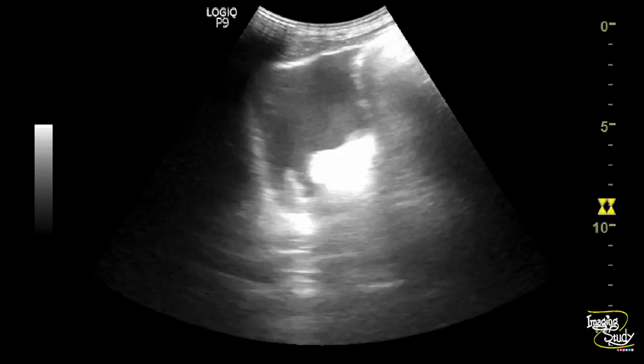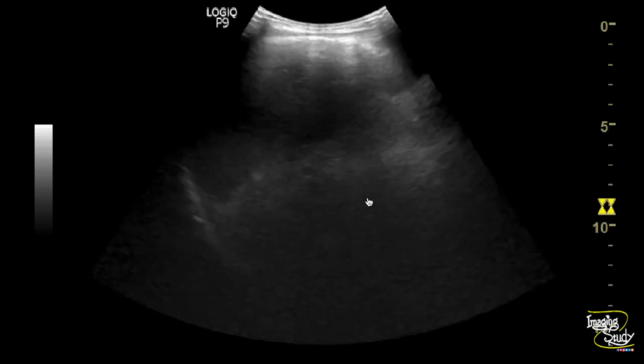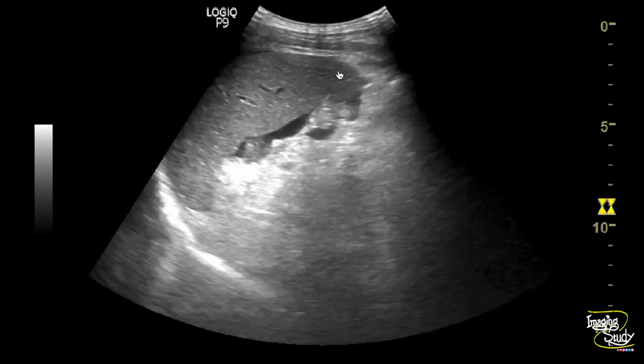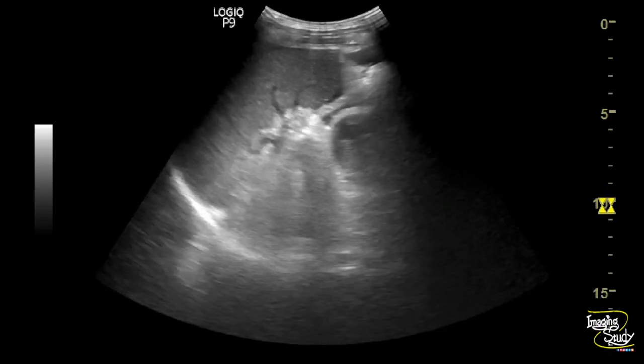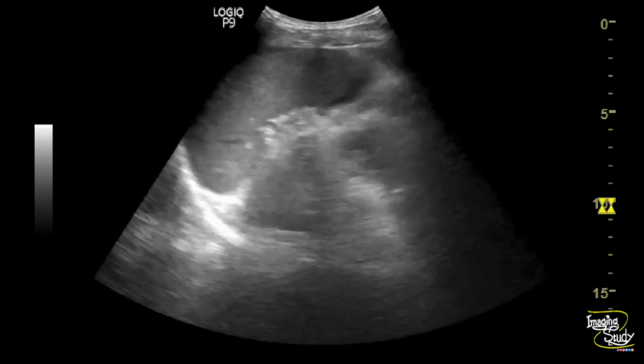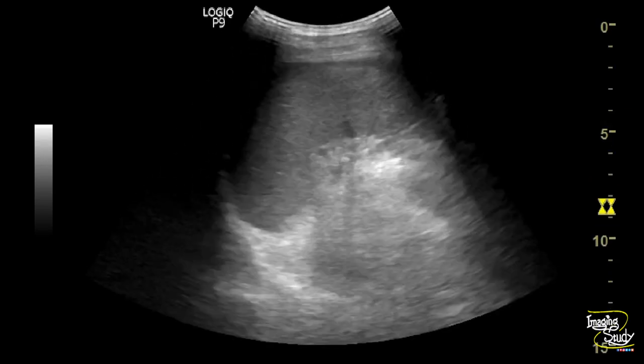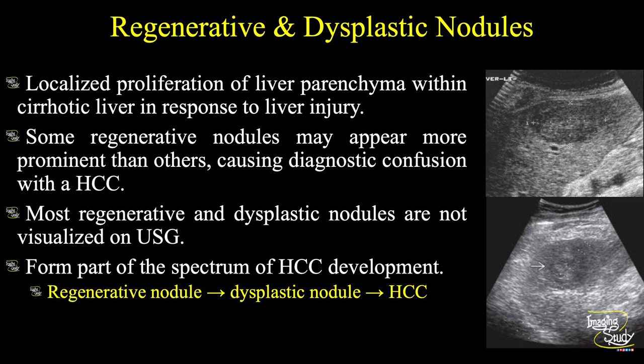There was ascitic fluid at the lower abdomen and the spleen was mildly enlarged. In case of cirrhotic liver, in response to liver injury, there will be a localized proliferation of the liver parenchyma. This appears as regenerative or dysplastic nodules. Some regenerative nodules may appear more prominent than others, causing diagnostic confusion with hepatocellular carcinoma.